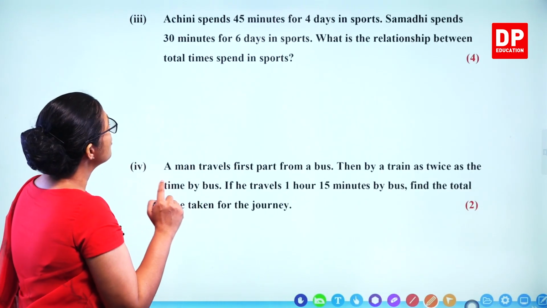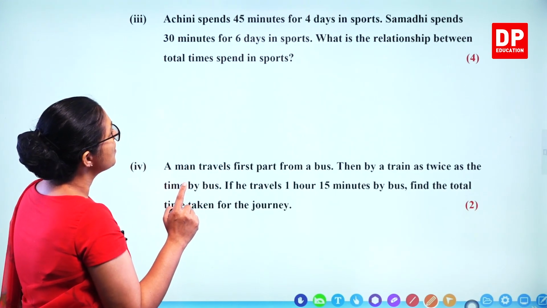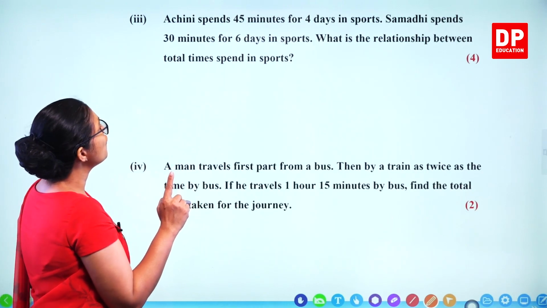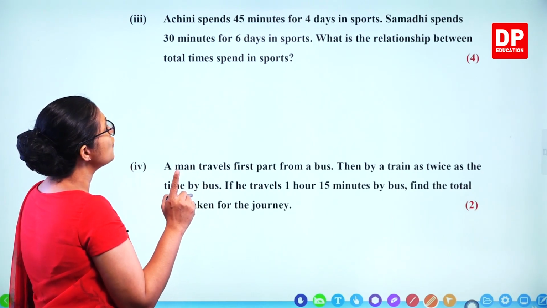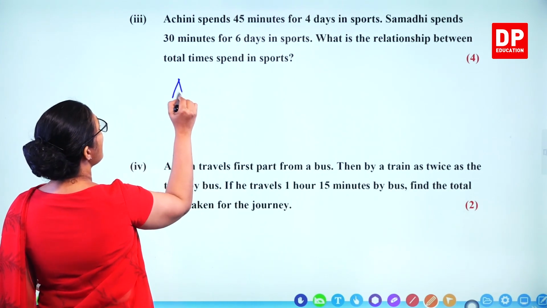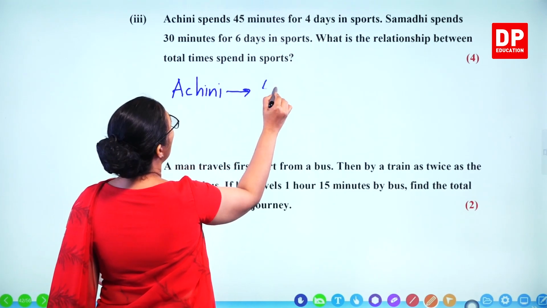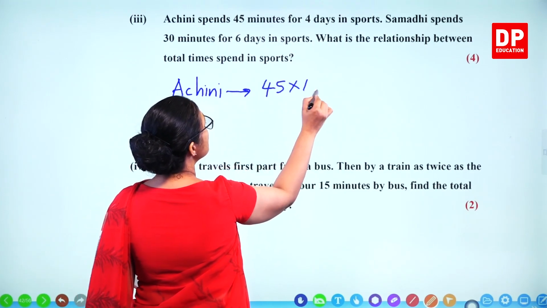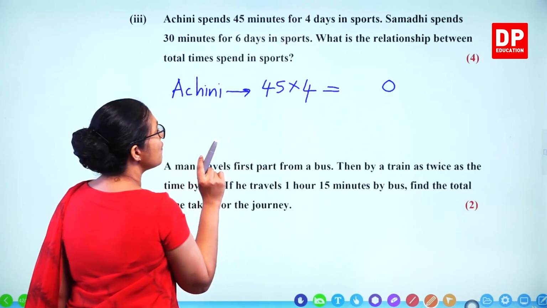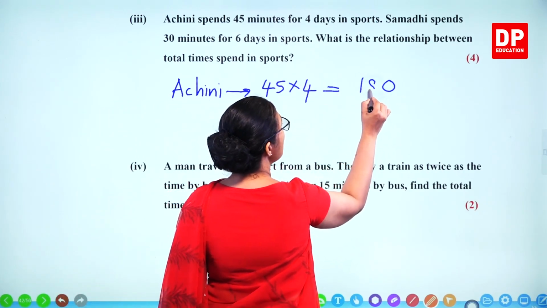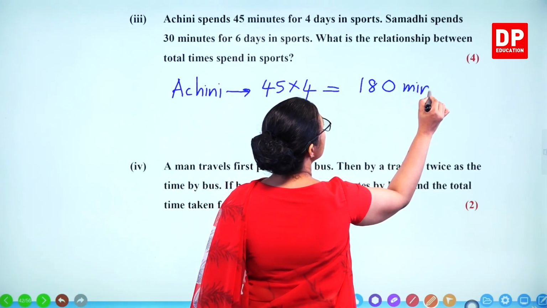Part 3. Achini spends 45 minutes for 4 days in sports. Samadhi spends 30 minutes for 6 days in sports. What is the relationship between total time spent in sports? We'll take Achini. 45 minutes for 4 days. Multiply by 4. 4 times 5, 20. 2 remaining. 4 times 4, 16 plus 2, 18. 180 minutes she has taken.